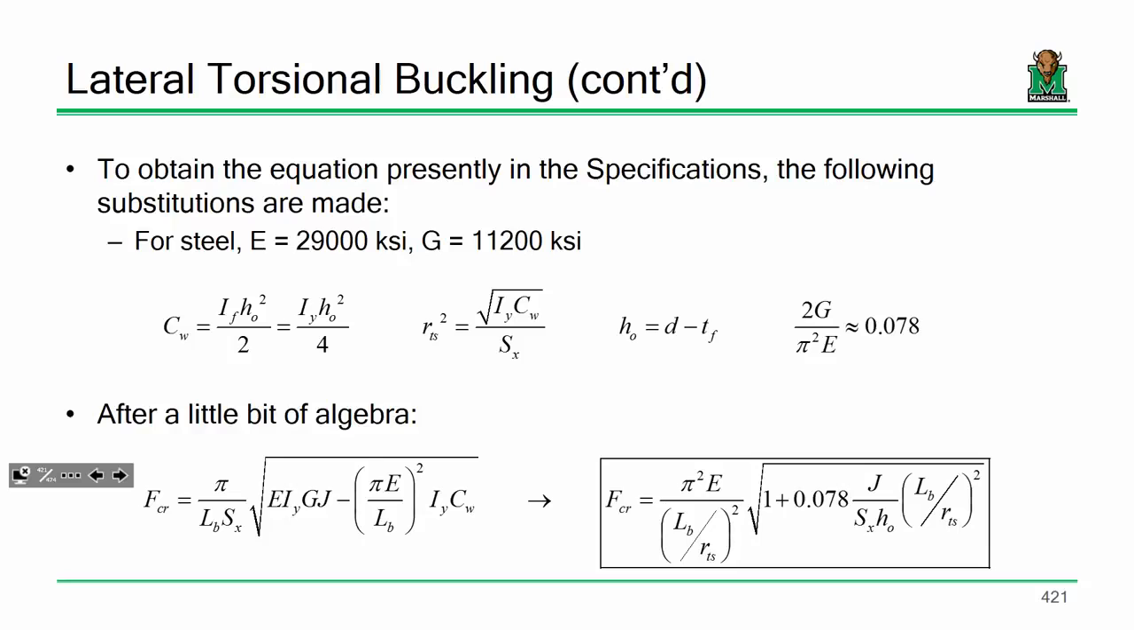Now, if you take this equation, plug all this stuff in, do a little bit of algebra, you arrive at this, okay? The 0.078 comes from the fact that if you take 2 times G, which is the shear modulus, divide it by pi squared times E, since these are your values, you get about 0.078. Go through and plug and chug, and that's what you'll get. That is the critical buckling equation for LTB, and that's it, okay? Everybody kind of follow along with that?